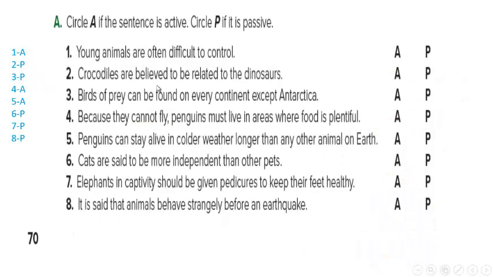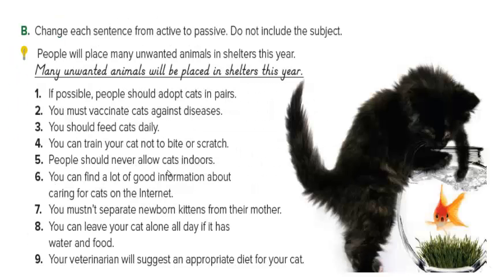These are the answers on the left. Those in blue, in indigo. I have a screenshot and then turn to exercise B. Change each sentence from active to passive. Do not include the subject. People will place many unwanted animals in shelters this year. Many unwanted animals will be placed in shelters this year.